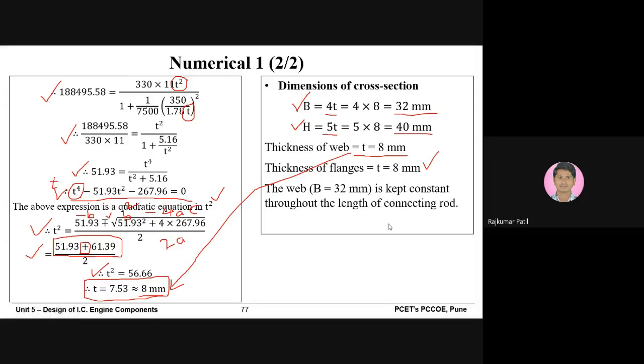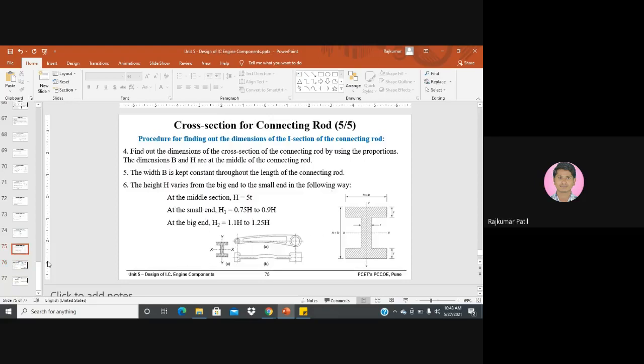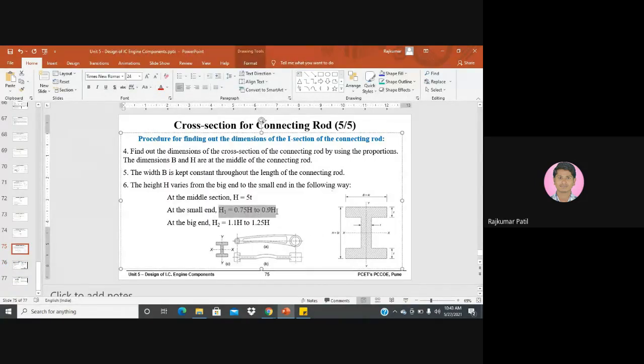By using the formula that we discussed in the previous slide, you can calculate the height at the small end, that is h1, by using this formula, and the height h2 at the larger end you can calculate by using the formula h2 is equal to 1.25 T.